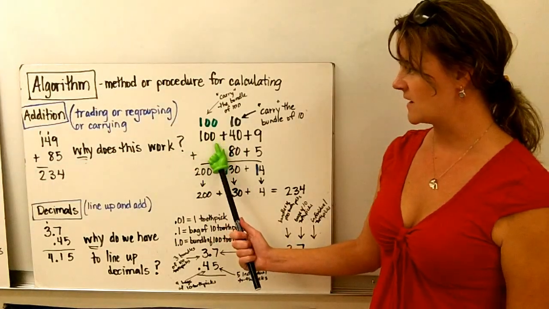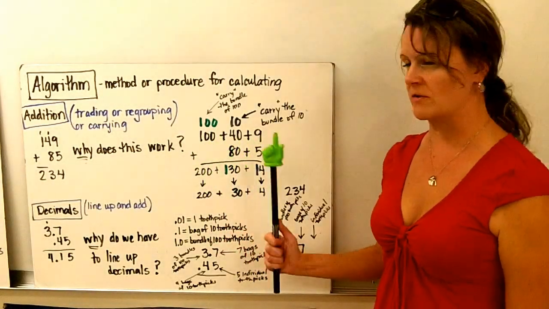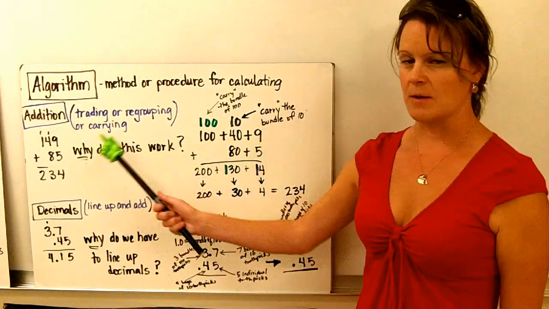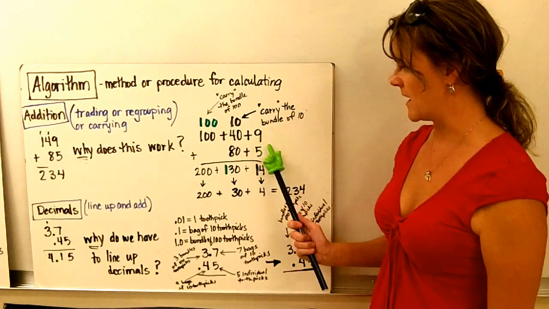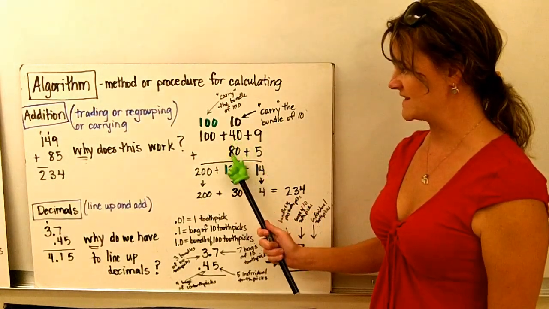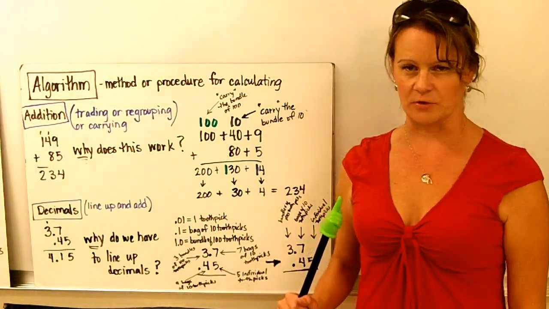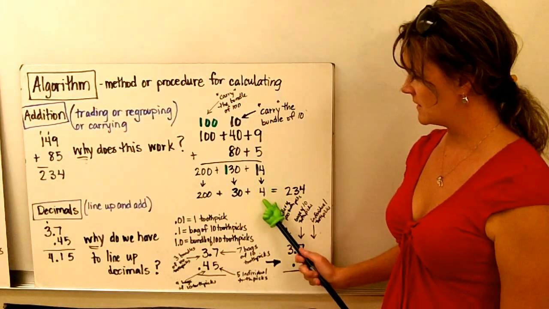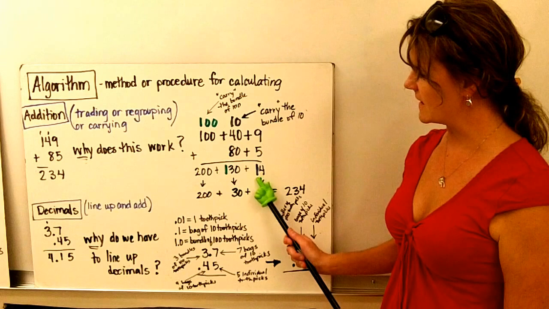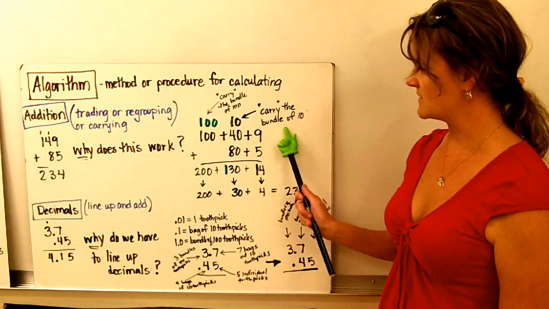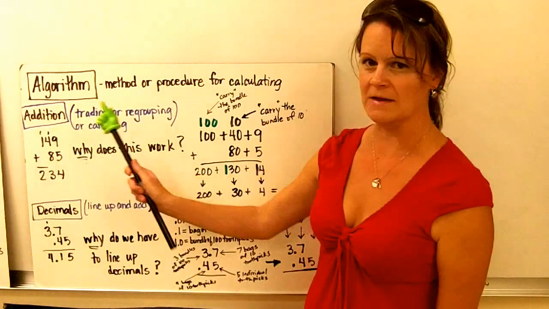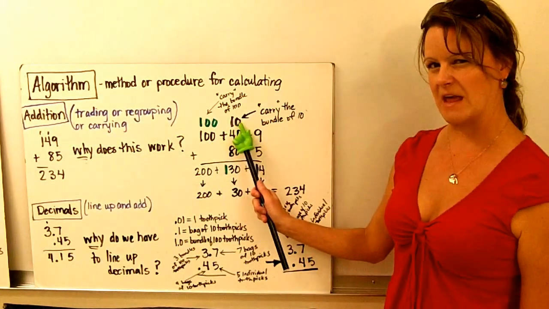So what I've done is I've taken 149 and I've broken it down into its expanded form, 100 plus 40 plus 9. And I've done the same with 85. So now I can add my 1s, I can add my 10s, and I can add my 100s separately. So if I add 9 and 5, of course I get 14. I'm going to leave the 4 because I'm going to take that 10, which is my bundle of 10, and I'm going to carry it. So really what I'm carrying when I carry the 1 is a bundle of 10.